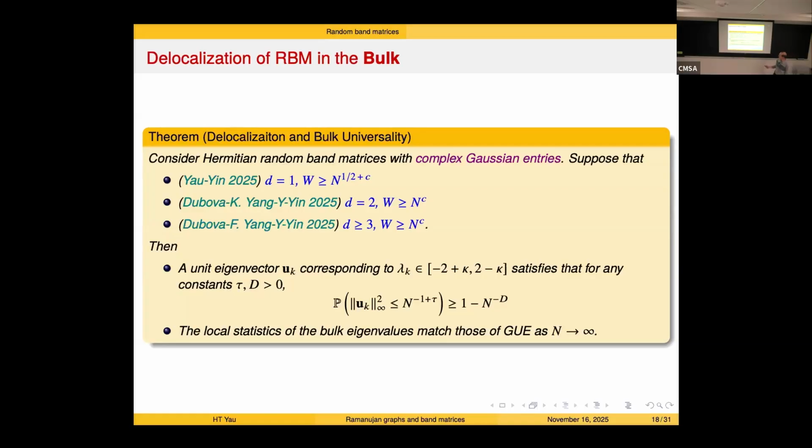Then one can show that the local statistics of the band eigenvalues will match the GUE, so eigenvalue universality holds. And the other result is that the eigenvectors are actually completely delocalized, in the sense that the sup infinity norm is less than n^(-1/2+epsilon). And so in the case of band matrices, the problem of delocalization was pretty much understood. But the original question of Anderson is still open. And so this is the key open question in this direction now.